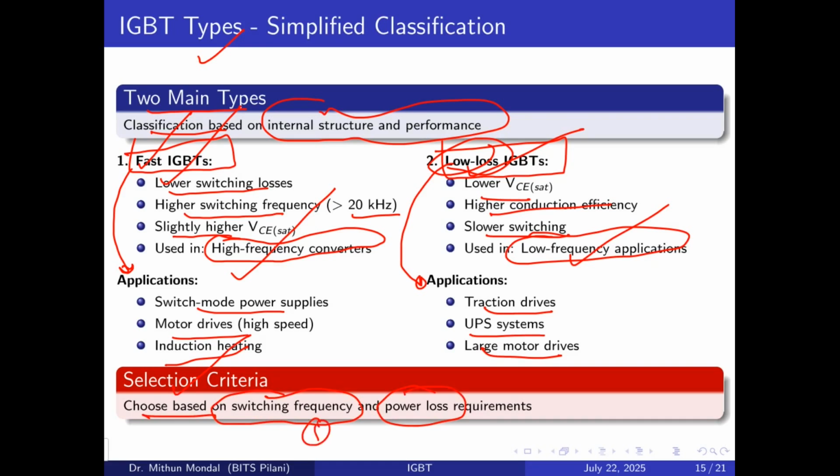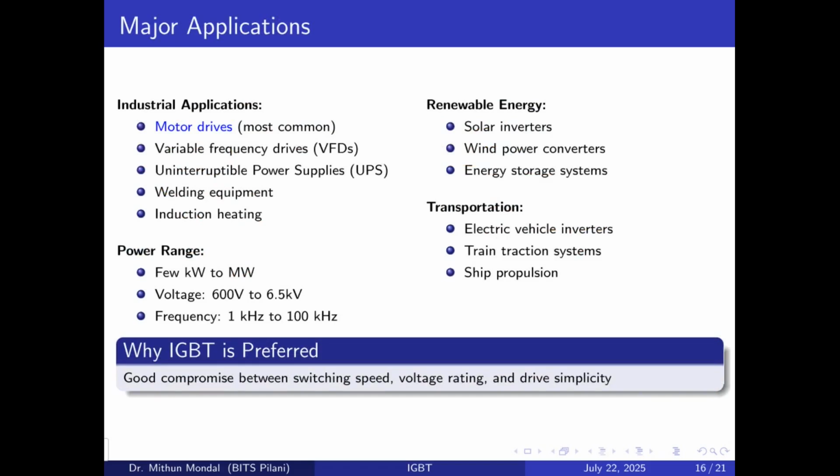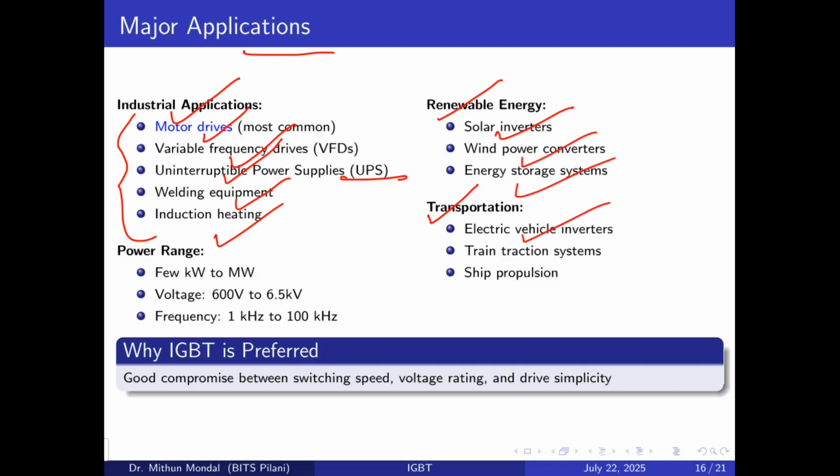So these are the two important phenomena that we'll be using to choose what type of IGBT is used. Some of the major applications of IGBT in industrial, renewable energy, or transportation also we are using it. So there will be all sorts of applications like motor drives, variable frequency drives, uninterrupted power supplies, which is the UPS, welding equipment, induction heating, solar inverter, wind power converter, energy storage system, electric vehicles, ship traction, ship propulsion. So many applications are there where we use the IGBT.